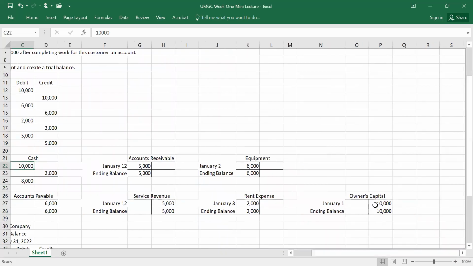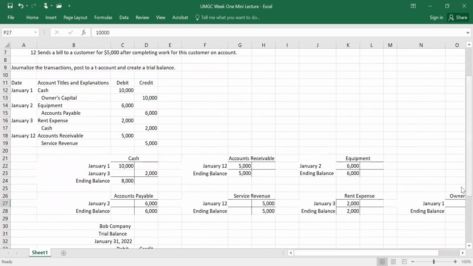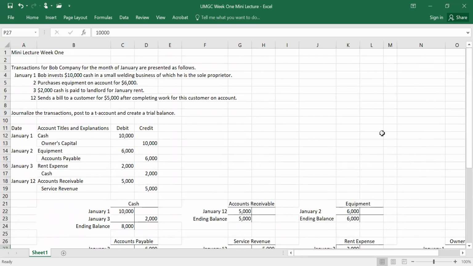And I'm going to credit the right side of the T account, owner's capital, for 10,000. Okay, next, my next transaction says purchases equipment on account for 6,000. I'm going to think this through again. What kind of an account is equipment? Equipment's an asset account. Asset accounts increase with the debit. So I'm going to debit equipment, I'm putting it flush left, 6,000.